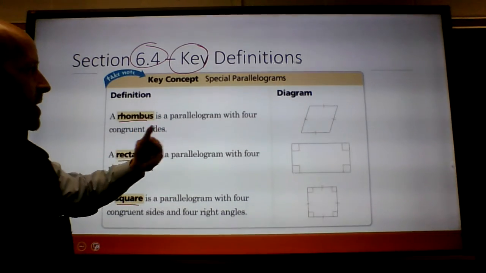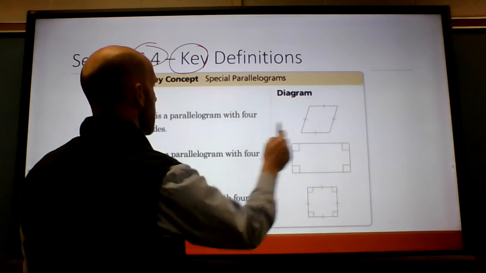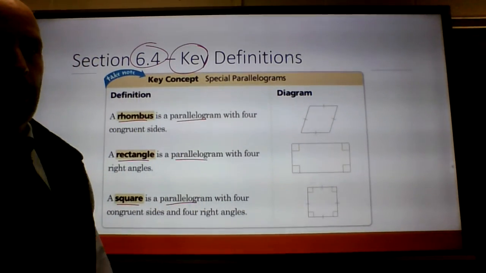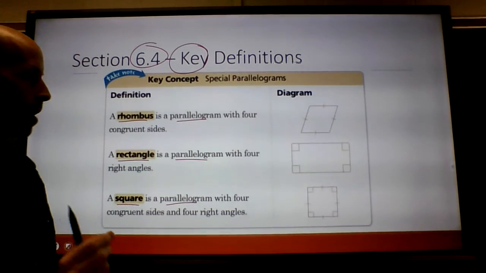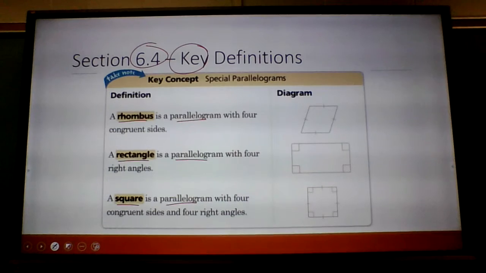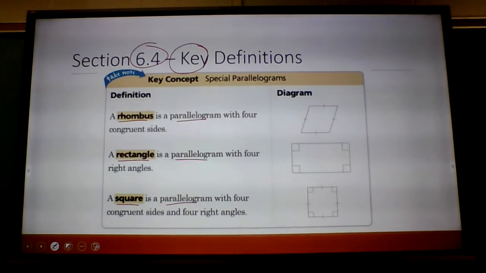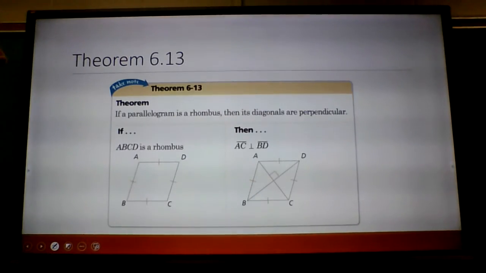And a rhombus is a parallelogram with 4 congruent sides. Now notice that all 3 of these geometric things are quadrilaterals, but more specifically, they are all parallelograms. All of these things are parallelograms too. So this is kind of a subset of parallelograms. They're referred to in the book as special.